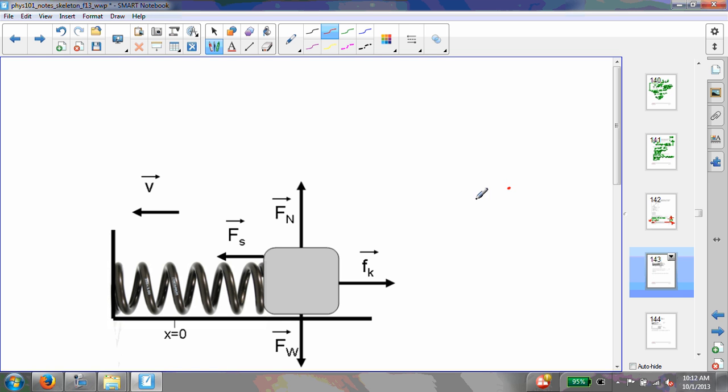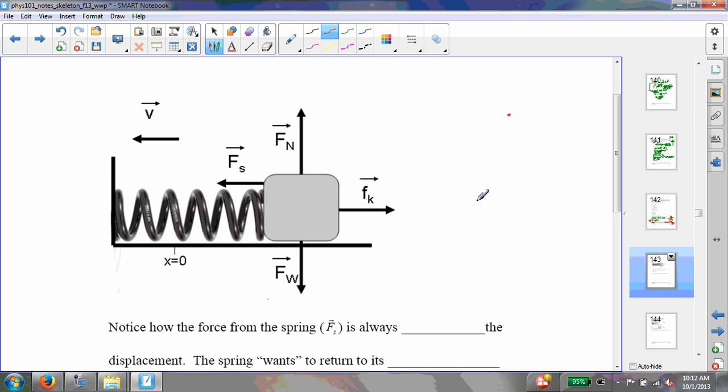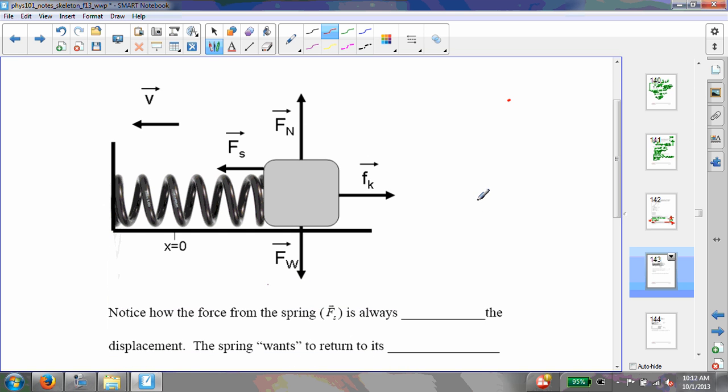So let's say I have this object on a spring. In this case, it's horizontal. These are all the forces that I have acting on the object: the force due to the spring, my normal force, my weight, and my kinetic friction if there's friction. My velocity in this case is going to be to the left, and my equilibrium position is there. So notice, as we've already said, how the force from the spring is always opposite the displacement.